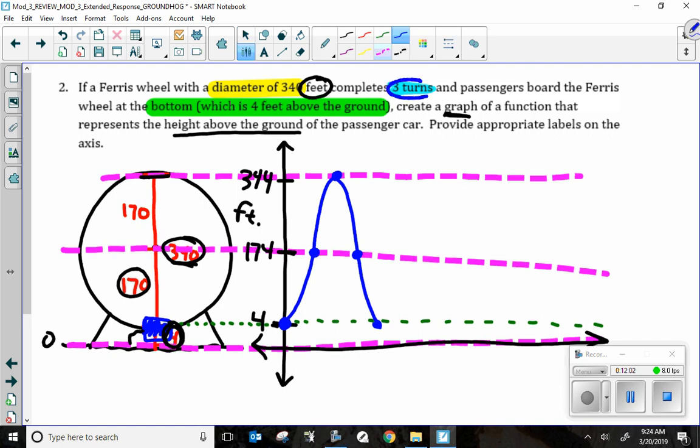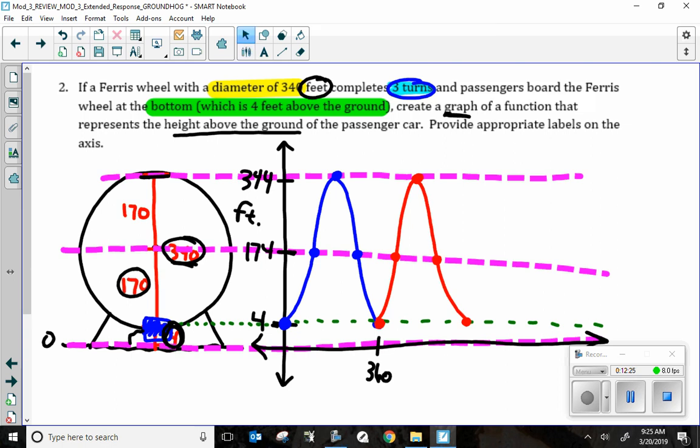Through 3 turns, they want us to graph that. So I just graphed 1 turn. And 1 full rotation of a circle is 360 degrees. So I got to do this 2 more times because they want 3 of them. So I start down low, I end down low, and the middle is up high, and in between are my midline points. So there is my second curve. And that revolution is going to be another 360 degrees from 360.